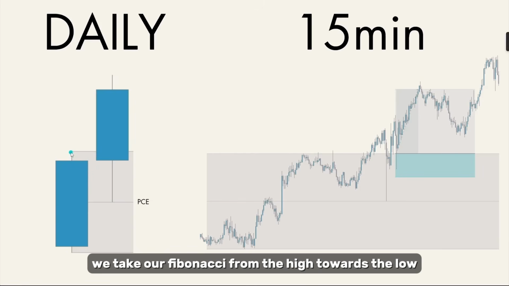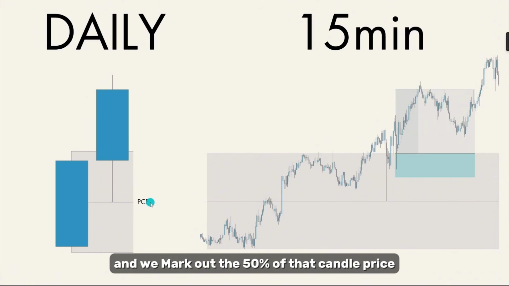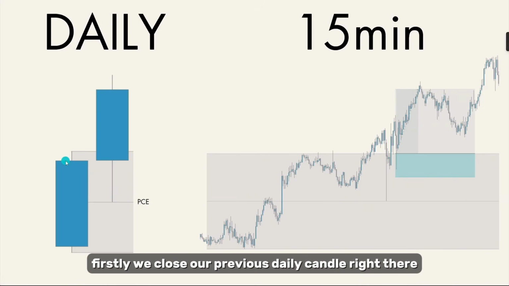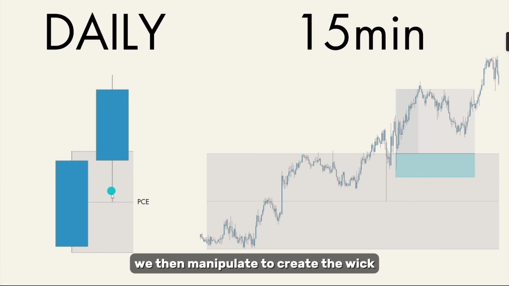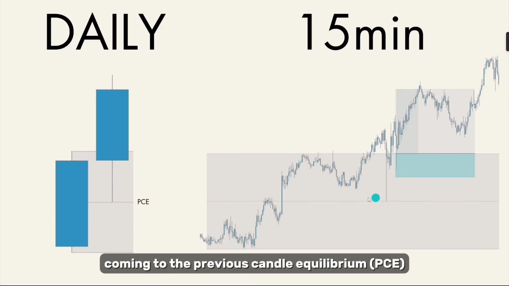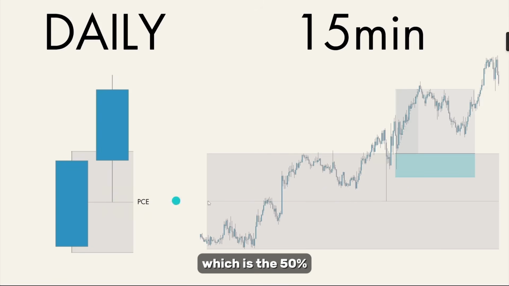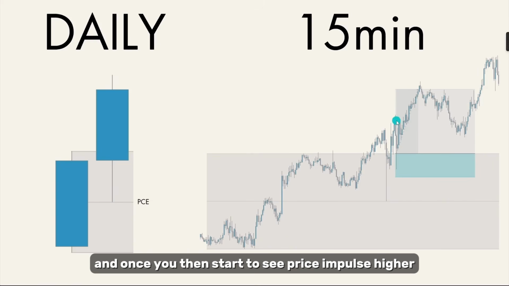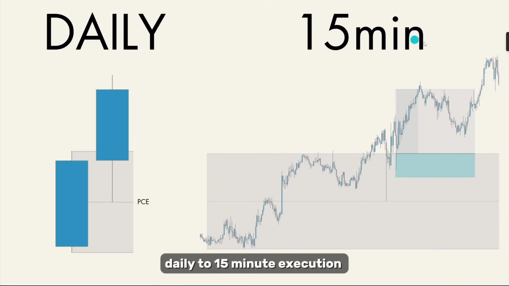Once again, we take our Fibonacci from the high towards the low and we mark out the 50% of that candle. Firstly, we close our previous daily candle right over there. We then open the new candle at the exact same area. We then manipulate to create the wick coming to the previous candle equilibrium, which is the 50%. And once we then start to see price impulsing higher, we are then, as always, trading the distribution to the upside. Daily to 50-minute execution.